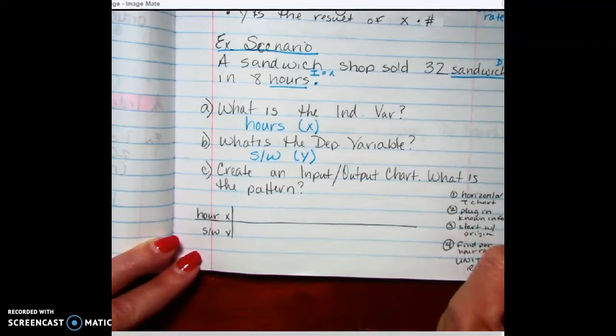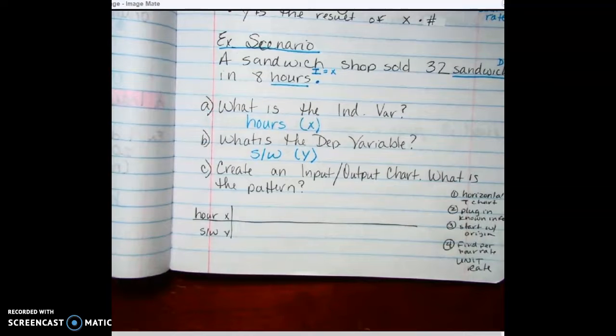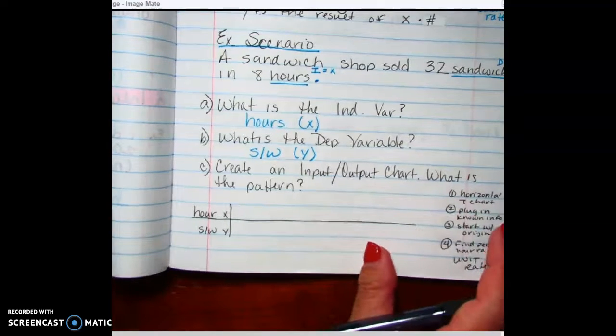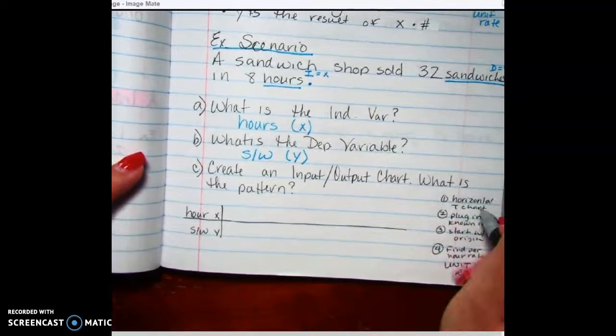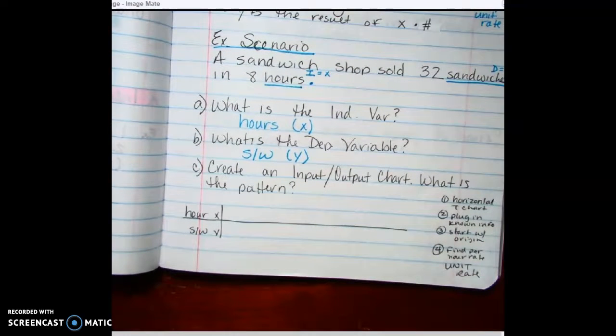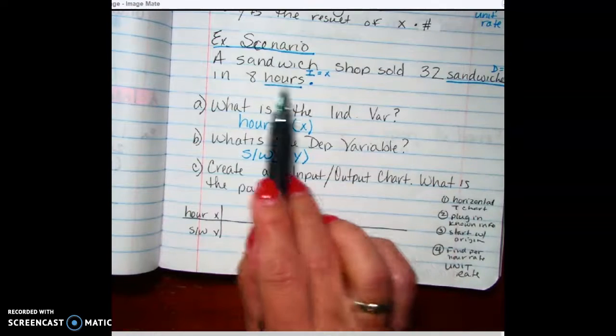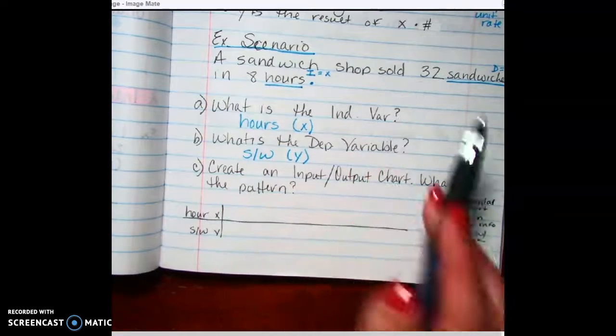Ooh, I'm running out of room. Don't want that to happen. Okay, so that's kind of small, but here, move it a little bit over. And you can always review and rewind and get that information. Okay, so the first thing I'm going to do is plug in the information I know. Well, I have 8 and 32.